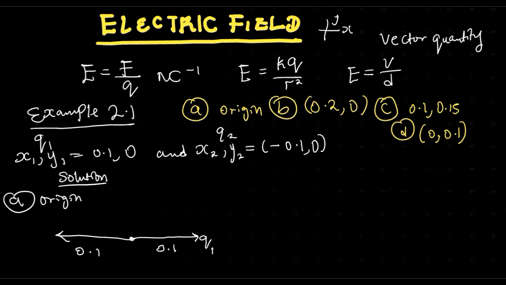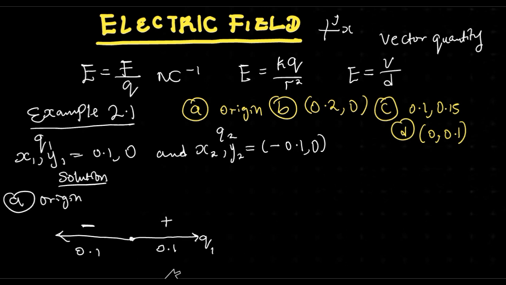So what we have right now is that we already know the electric field intensity. First, we'll calculate the electric field intensity here, and we now sum it with the electric field intensity here. Note that this side is negative. Why is it negative? We must take note of the vector because it's a vector quantity. So it's going to the negative axis, and this side is positive because it's going to the positive axis.